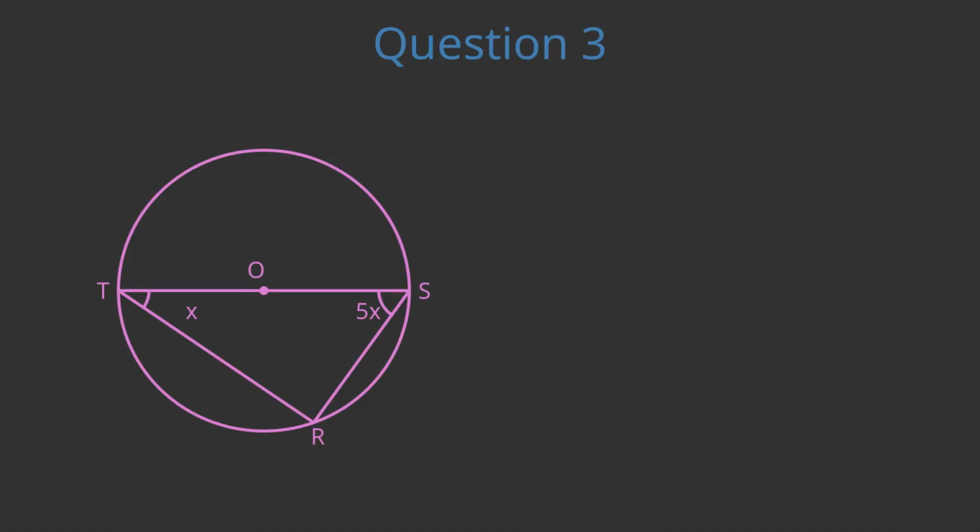In the next question, ST is a diameter of a circle, and R is a point on the circle. The angle RTS is x, and the angle RST is 5x. We need to find x. Again, we can use the fact that the angle in semicircle SRT is 90 degrees.